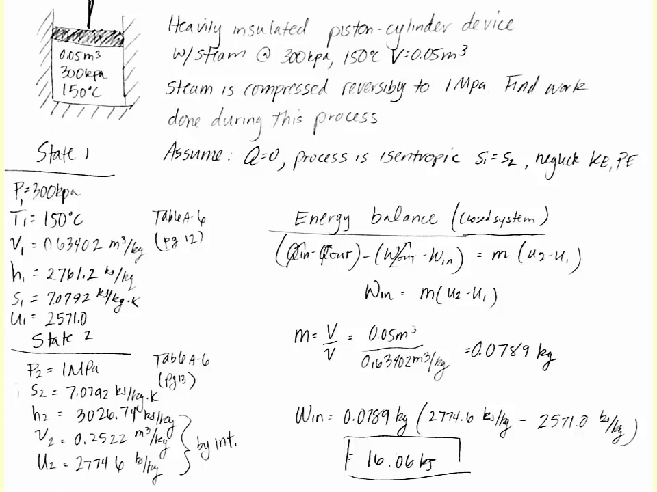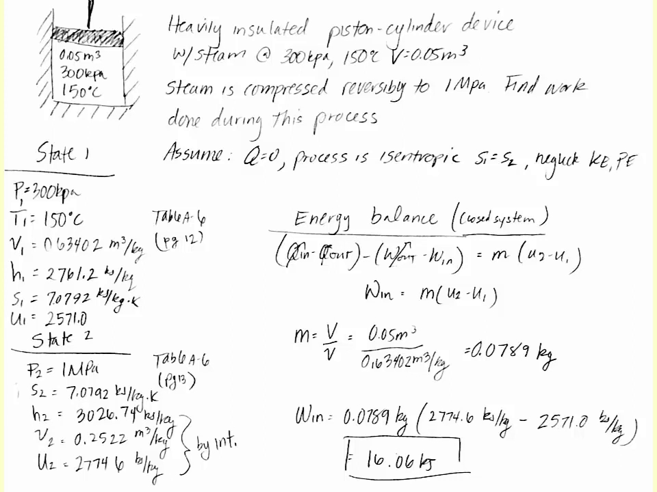Yeah, it's superheated still. So if we look at the table for 1 megapascal, we can see that this value falls in the range of the entropy values on that table. So again, by interpolation, we can figure out some of these other terms. In this case, U2 is equal to 2774.6 kilojoules per kilogram. So still table A6, again, table A6. So we know U2 and U1 from the tables.